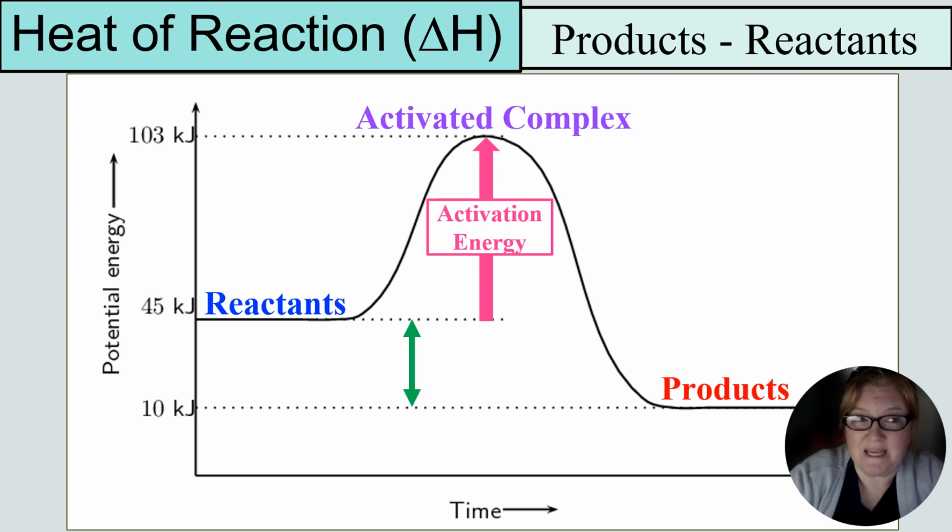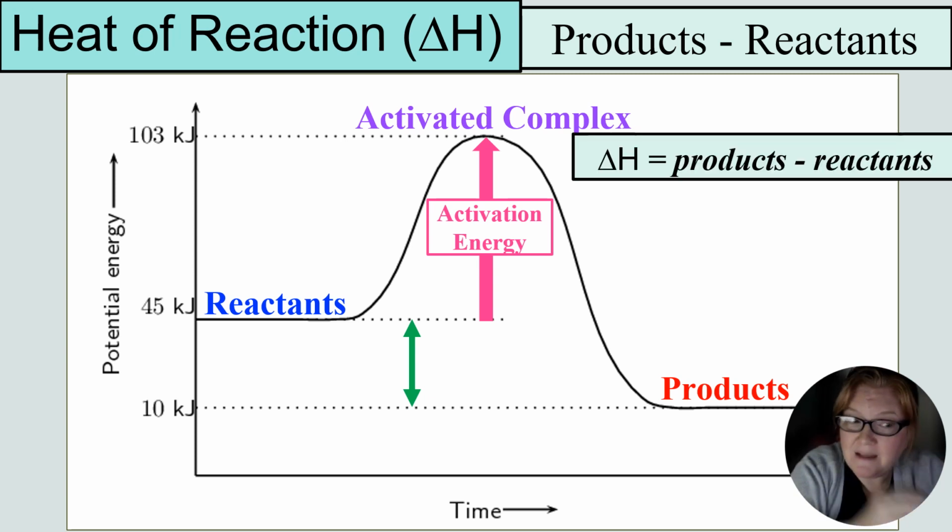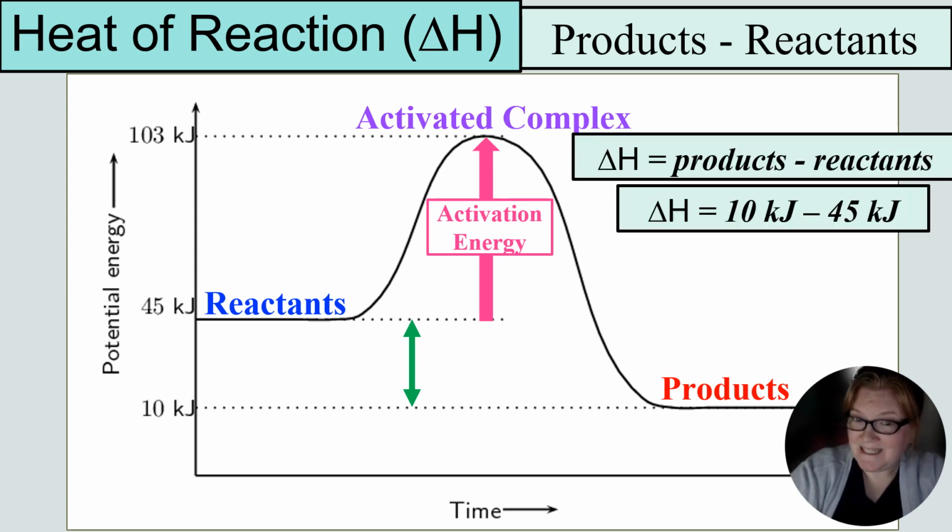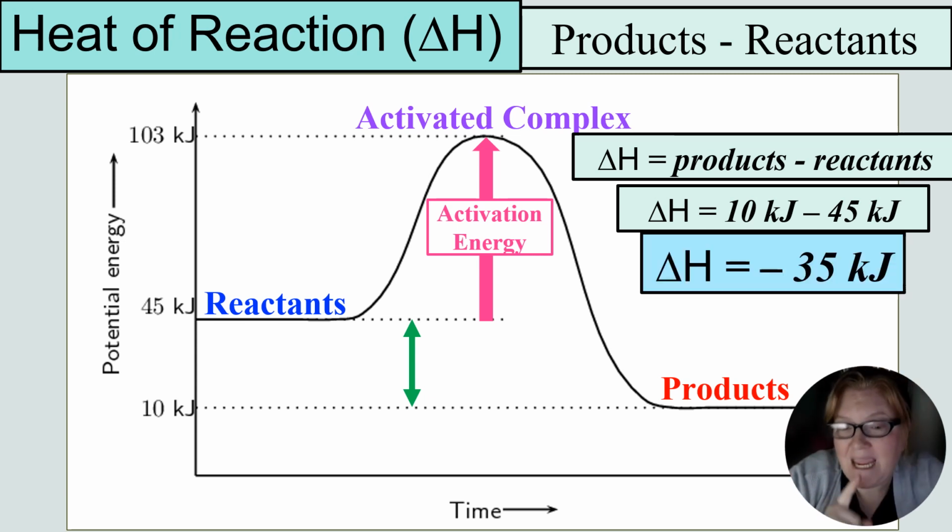Now, the next major concept is the heat of reaction. The heat of reaction is found by taking the energy of the products minus the energy of the reactants. It's important for the order, okay? So you have to do products minus reactants. In this case, it is 10 minus 45, which gives me a negative 35. Why does that matter? This was exothermic, remember? Exothermic reactions should have a negative change in energy, which we have already learned before. So it all makes sense.